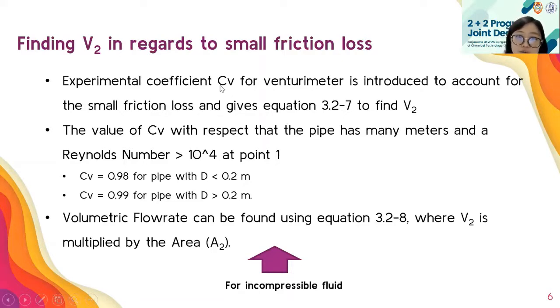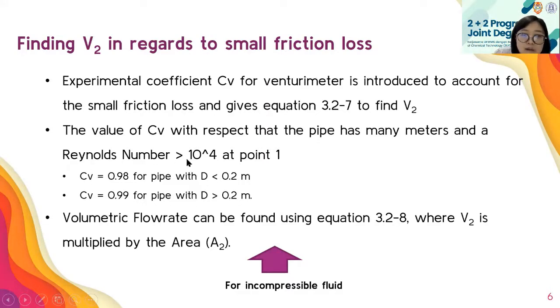CV is used to account for the small friction loss, because we cannot say that there is no loss at all. Yes, there is a loss. That's why we change that 1 into CV. Now, the value of CV, with respect to the pipe and also the Reynolds number, is this.